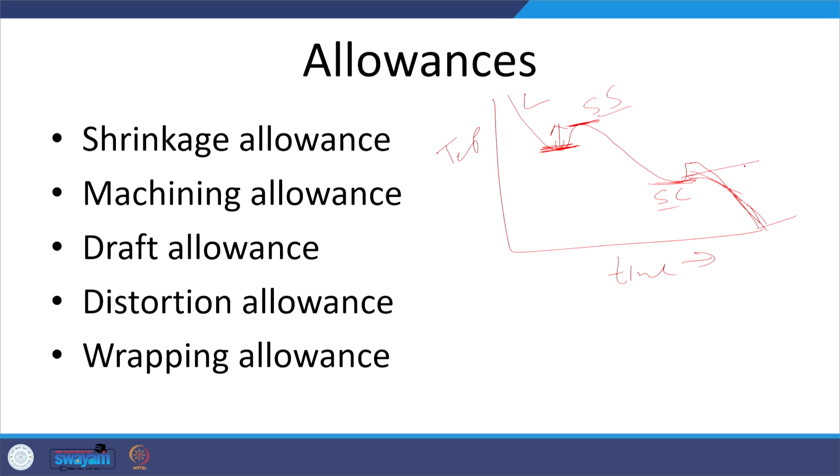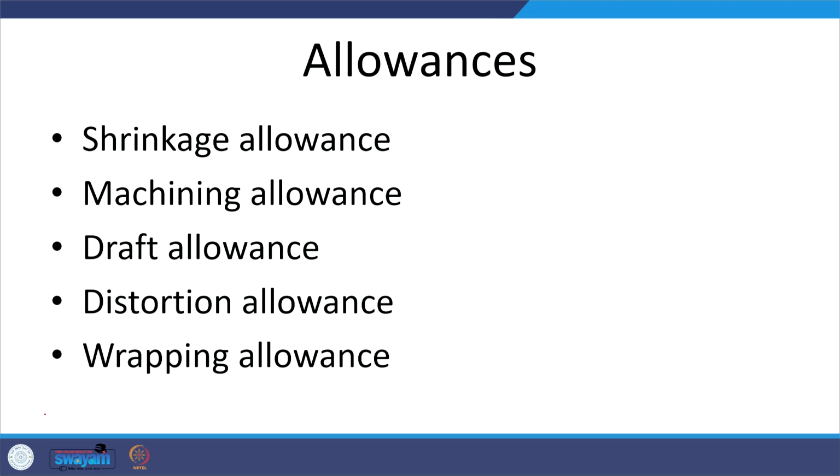So whatever shrinkage is taking place in this zone, in the solid state, is taken care of by the shrinkage allowance. So the shrinkage allowance provides the additional material to take care of the solid state shrinkage. Okay, if we see the shrinkage which is happening like this during the liquid state, this is the liquid state, this is the undercooling zone, and this is the zone where the solidification will be taking place over a range of temperatures.